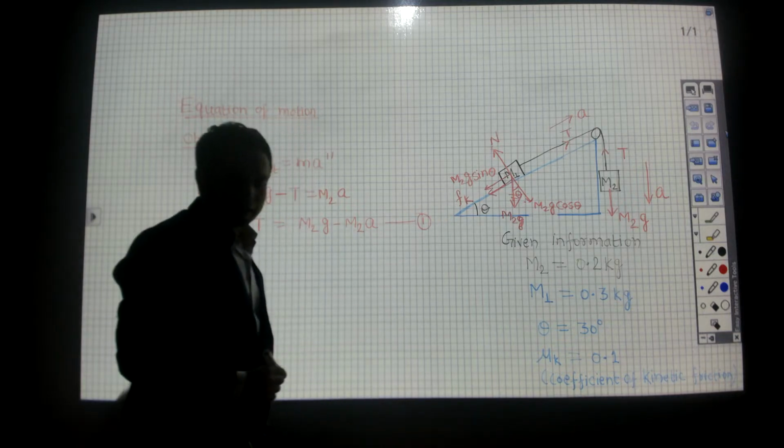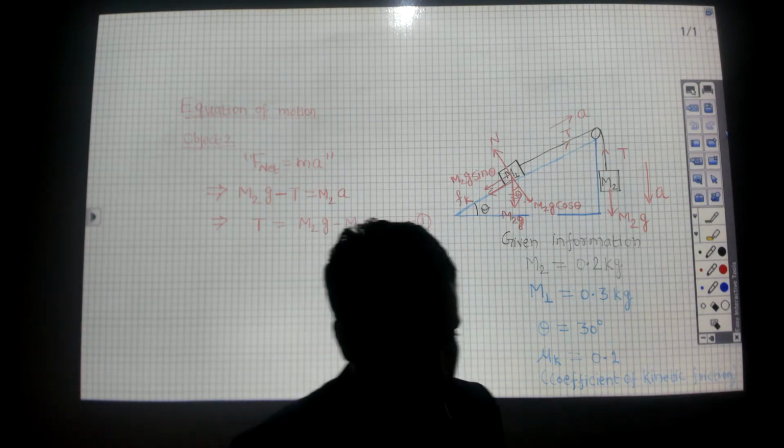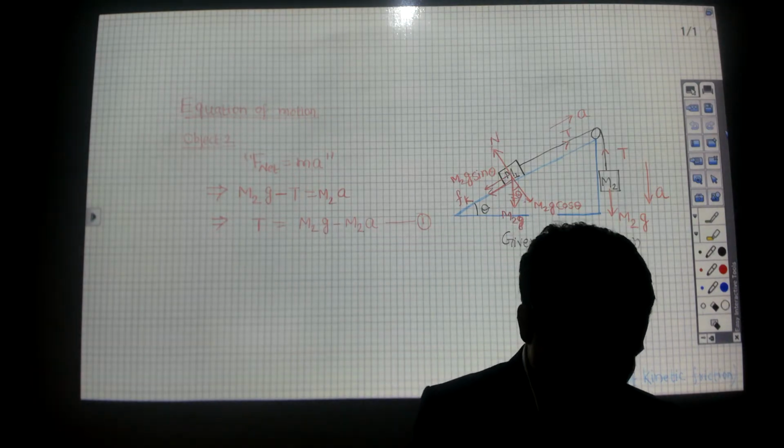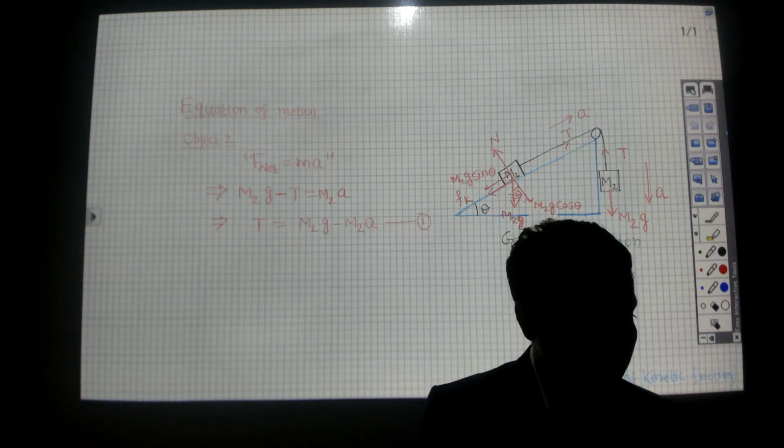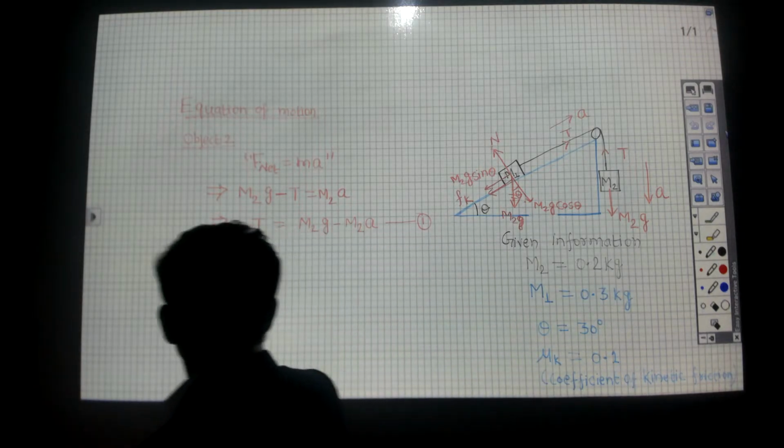The same way, I'm going to calculate or write down the equation of motion for the second object.